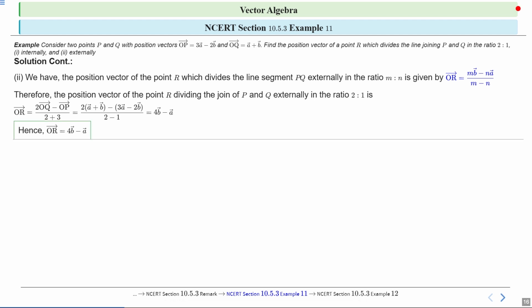Hence, we can say that OR vector will be equal to 4B vector minus A vector. Hope it's clear to all.